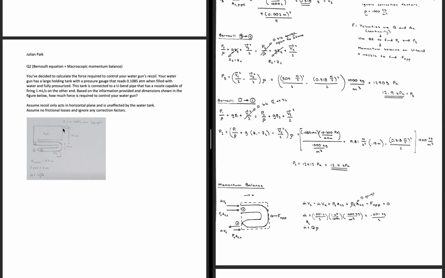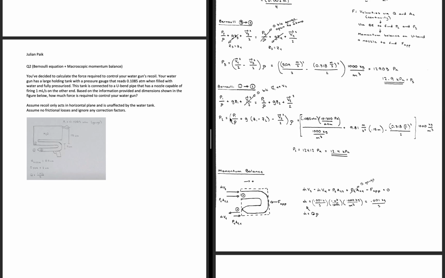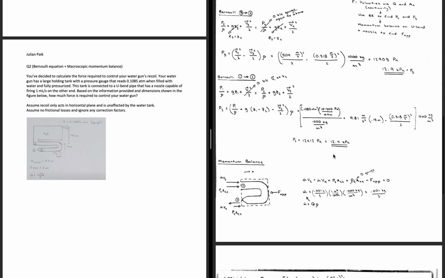We know that the top of the tank is exposed to atmosphere, and its velocity is negligible compared to the velocity in the pipe. V2 is equal to V3, as there's no friction losses. So we're going to calculate for P2 from our extended Bernoulli's, with now a difference in height, which accounts for the U-bend right here of 0.115 meters, to find that P2 is equal to 12.4 kPa.